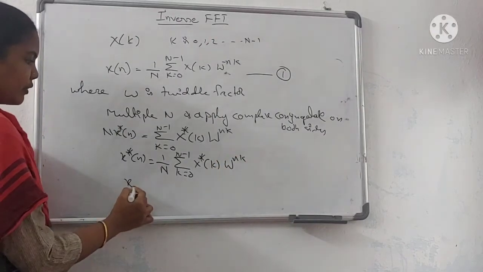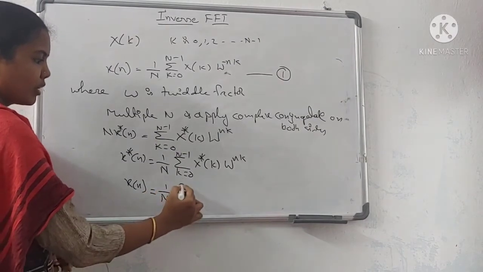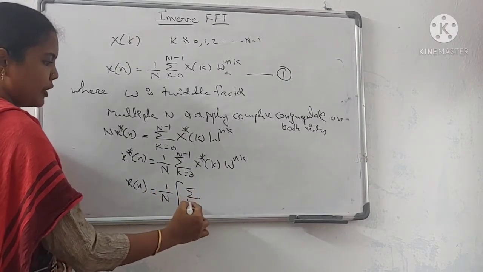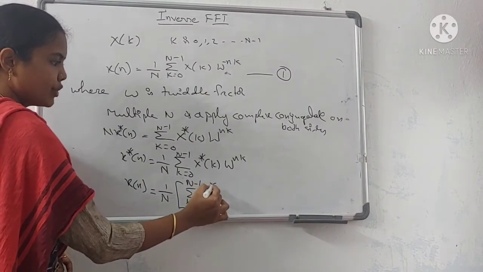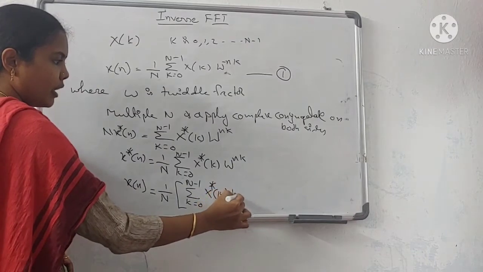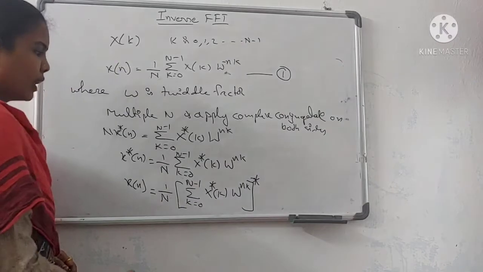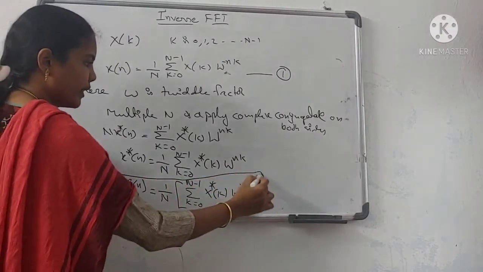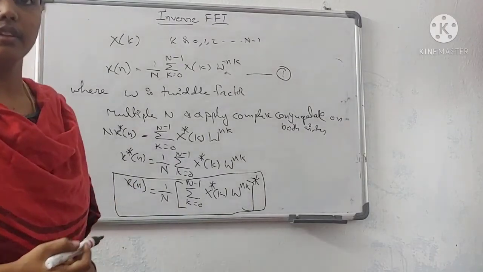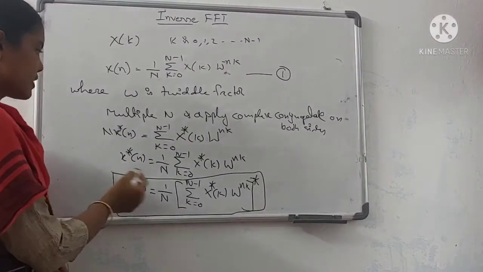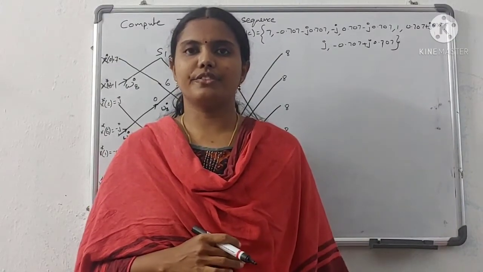Okay, so now we have to find x of n. x of n is nothing but what? 1 by n into summation k is equal to 0 to n minus 1, x conjugate of k W_N^{nk}, whole conjugate. Okay, so this is an inverse DFT. So this is an inverse FFT. Let us see the problem on inverse DFT.